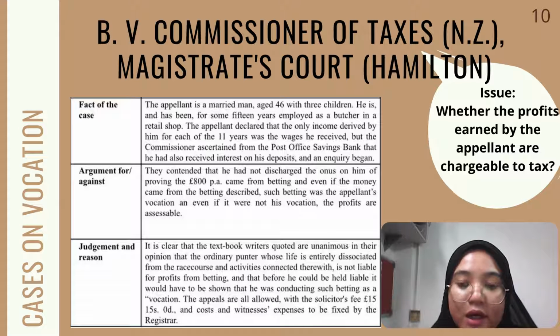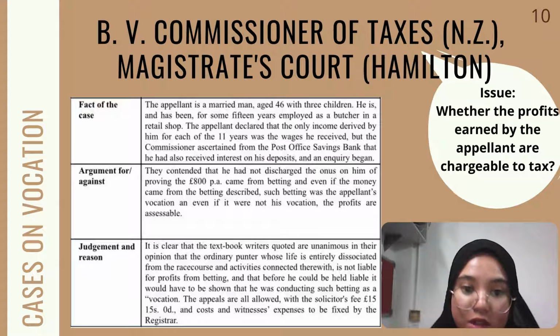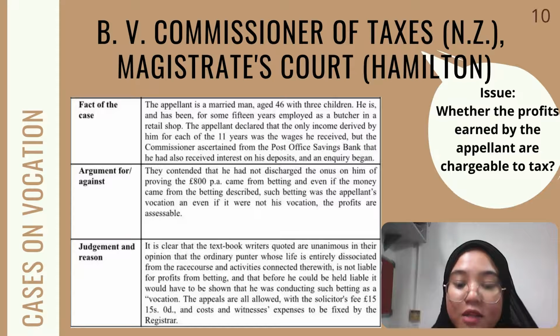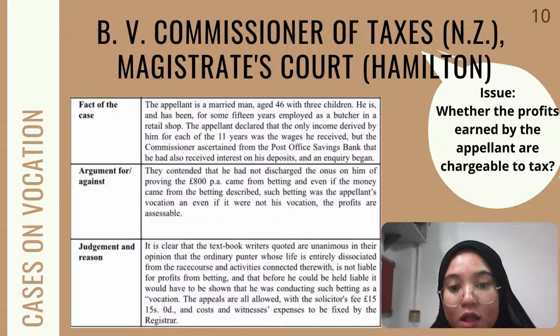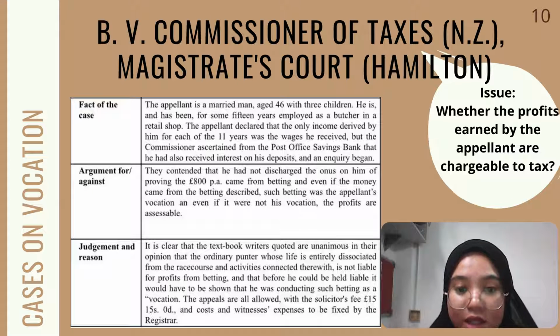The judgment is clear that the tax authorities quoted are unanimous in their opinion that the ordinary punter whose life is entirely dissociated from the race course and activities connected therewith is not liable for profit from betting, and that before he could be held liable it would have to be shown that he was conducting such betting as a vocation. The appeals are all allowed with the solicitor's fee and cost and witness expenses to be fixed by the registrar.